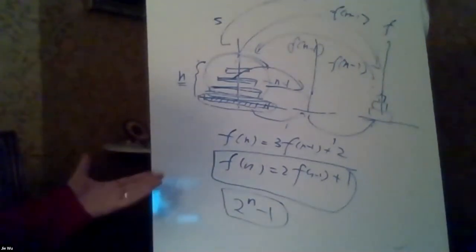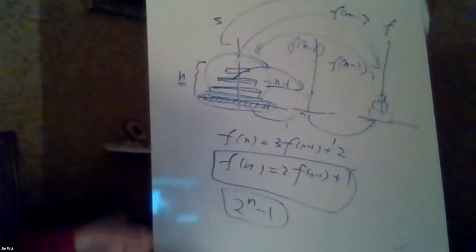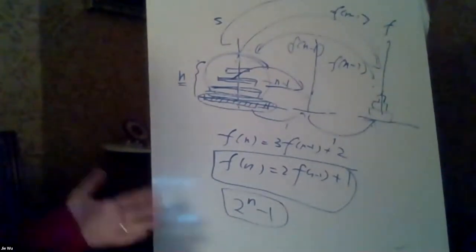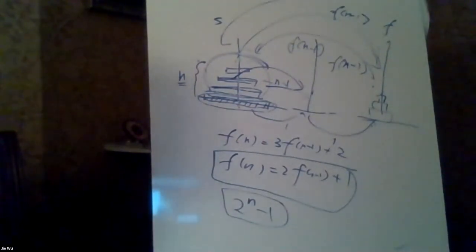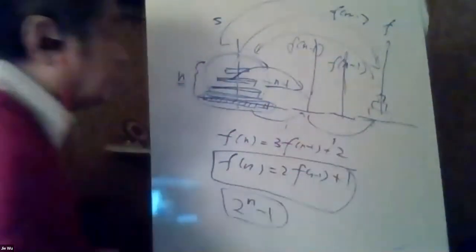Can we do better? Someone already showed you cannot do better. So what's the lower bound? We achieve the lower bound, that's the best one. In fact, finding the lower bound is not that simple. If I change the problem a little bit, for example, I add one more post in the middle.